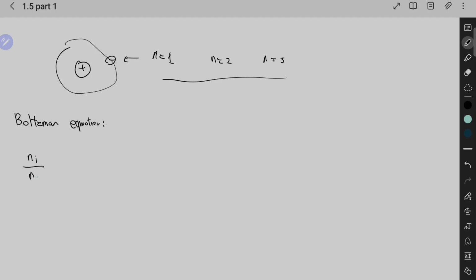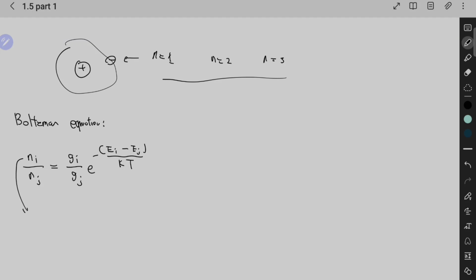N_i over N_j is equal to g_i over g_j times e to the power of negative (E_i minus E_j) over kT, where the k here is the constant, right? T is the temperature, and then what you have above is E_i minus E_j, which is the energy difference. So k here is the Boltzmann constant.